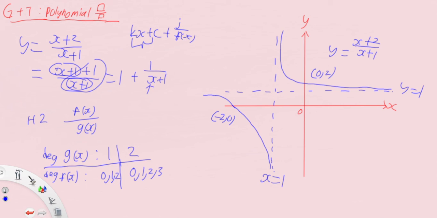Of course, be prepared to, let's say, deal with a denominator that is a cubic, with kx plus c plus a cubic function, all right? Otherwise, there we have it, polynomial rational functions where we have a horizontal asymptote.